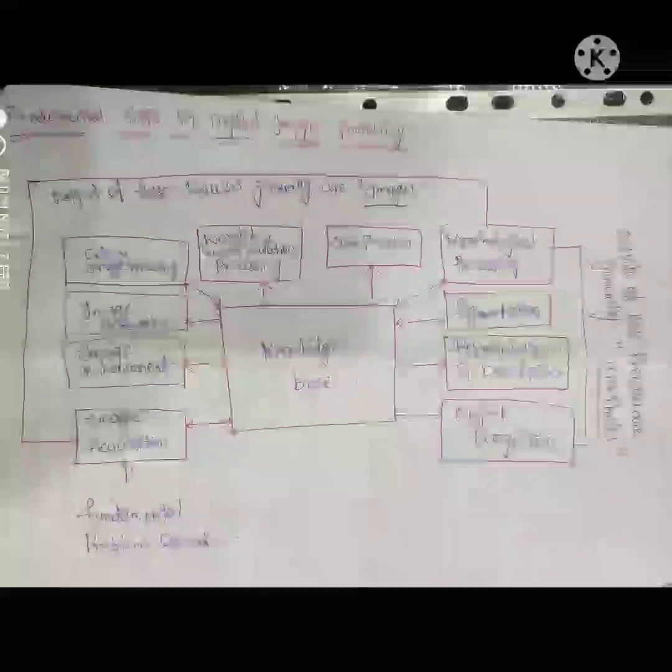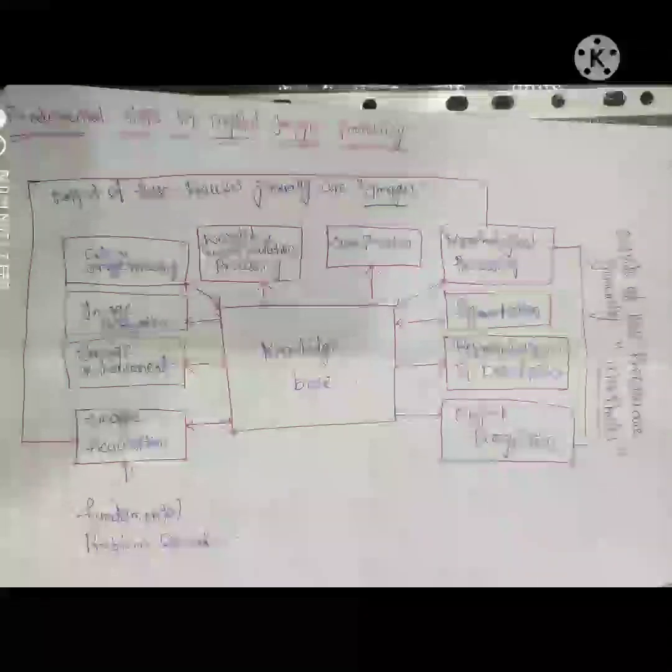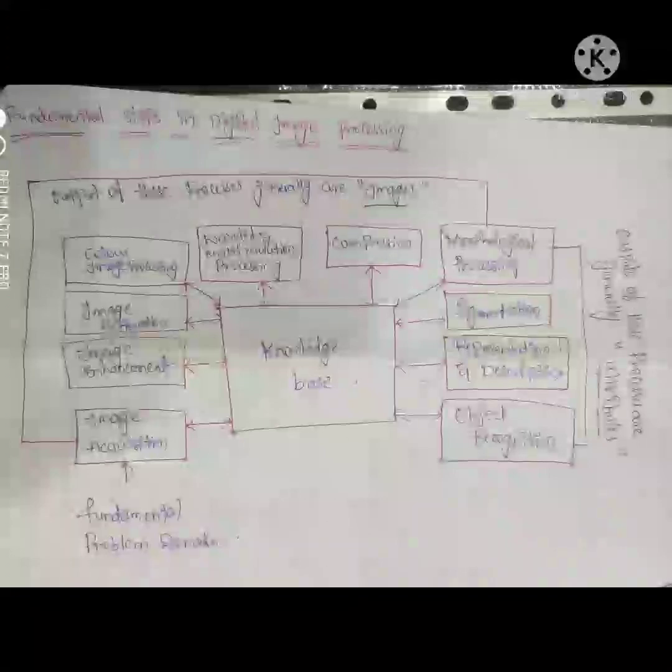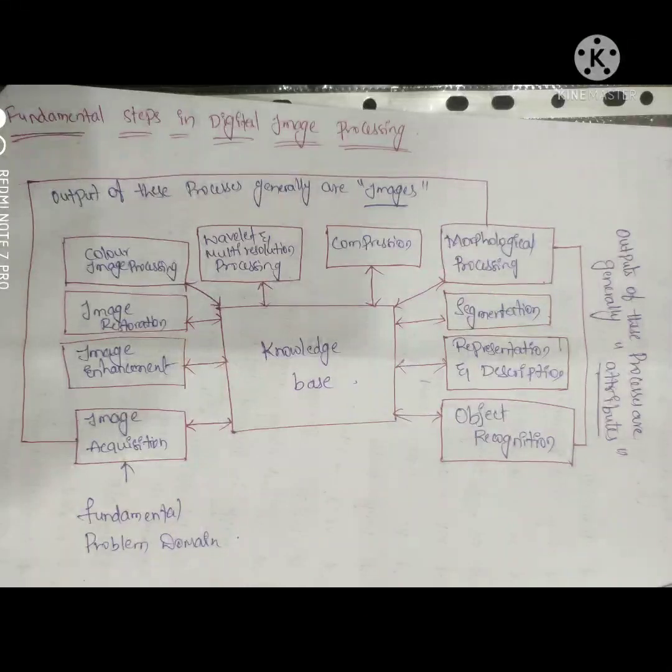Next, eighth step is segmentation. Segmentation is nothing but, as the term itself indicates, partition of an image. So, it is the process of partitioning an image into multiple segments. It is generally used to locate objects and boundaries of an image.